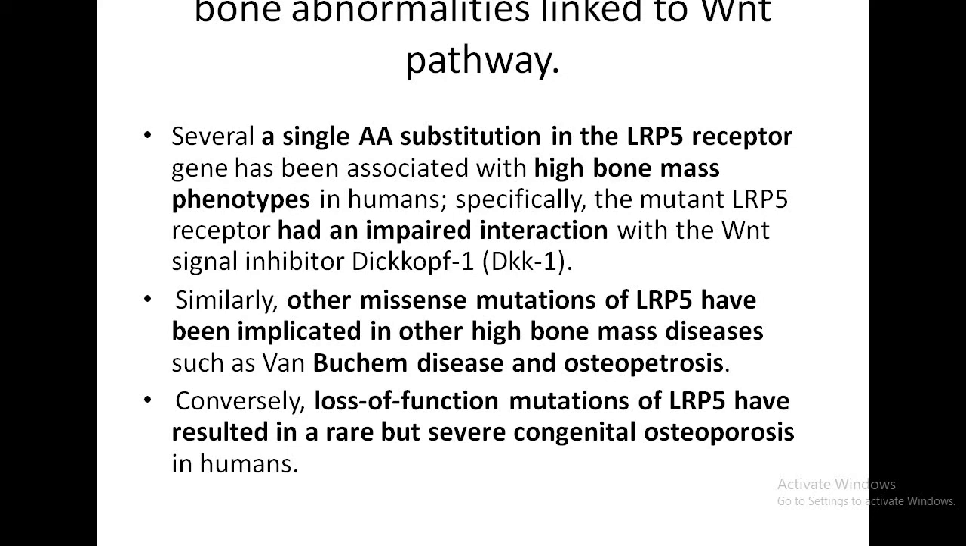So, if you have a mutation in the LRP5 receptor, usually a missense mutation or a single amino acid substitution, it leads to high bone mass. But there are loss of function mutations of LRP5 also. It results in severe congenital osteoporosis.